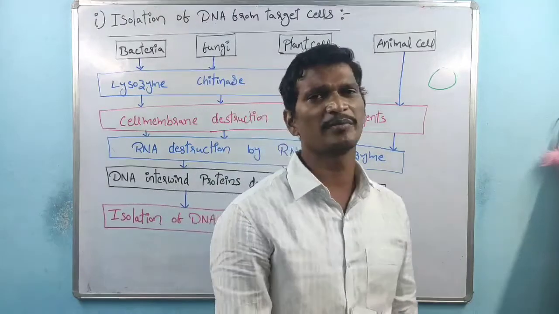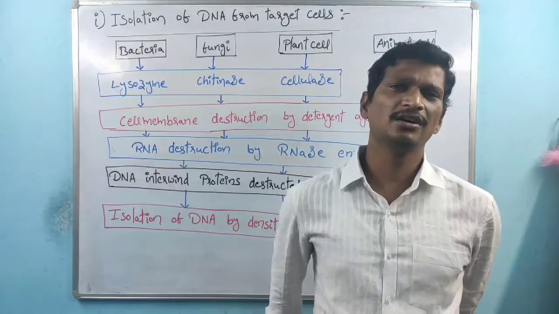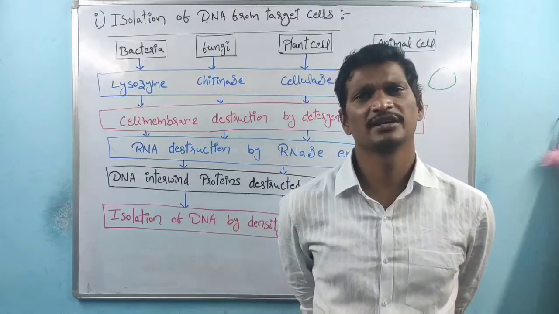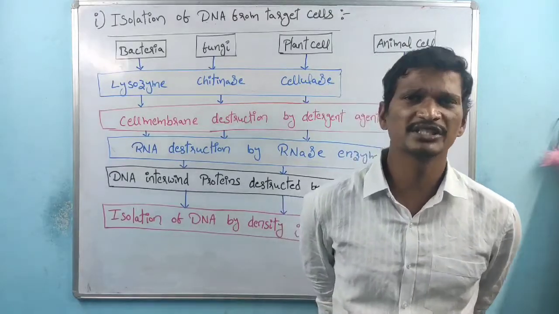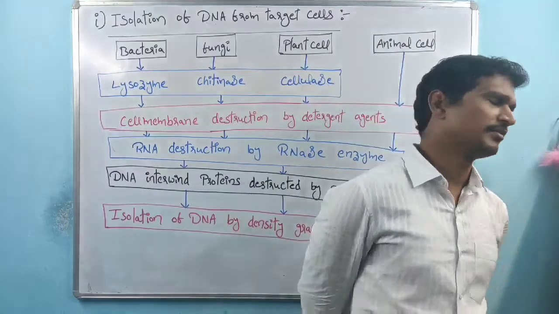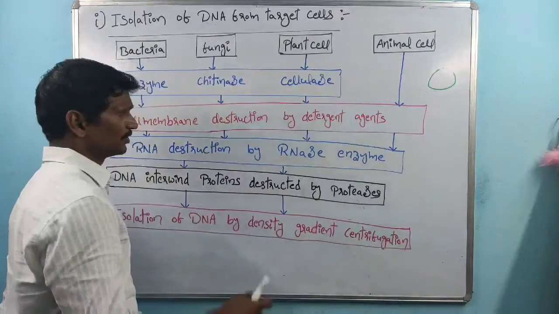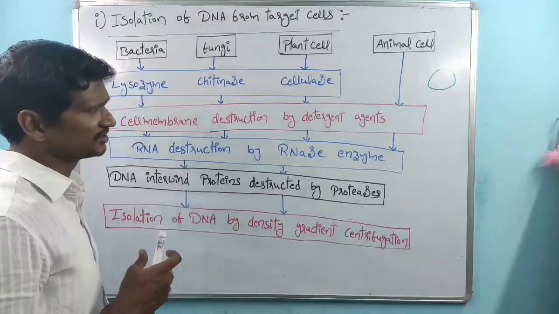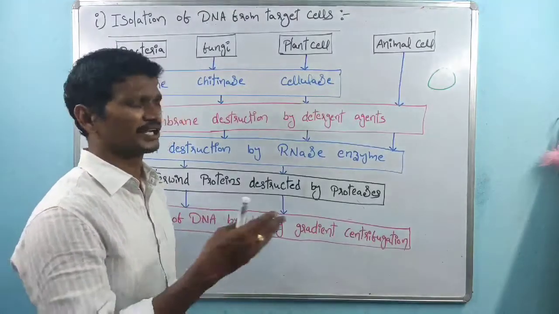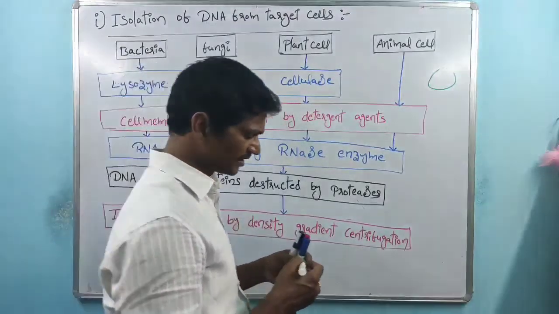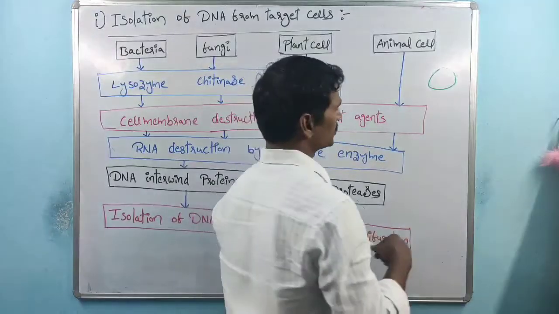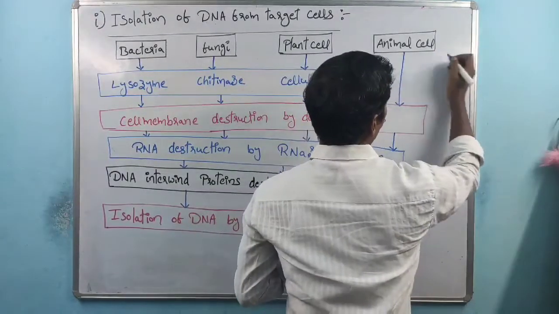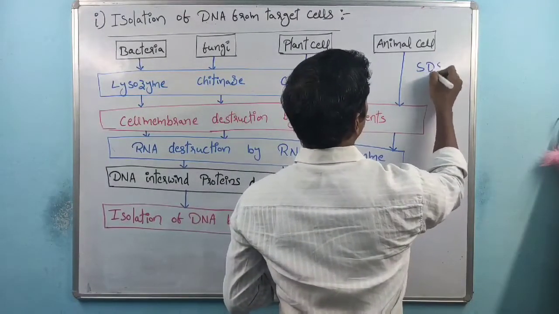So how are the plasma membranes destroyed or removed? By the usage of detergents. We are using a group of detergents, right? Maybe different types of detergents are there. In biotechnology processes, mostly we use SDS.